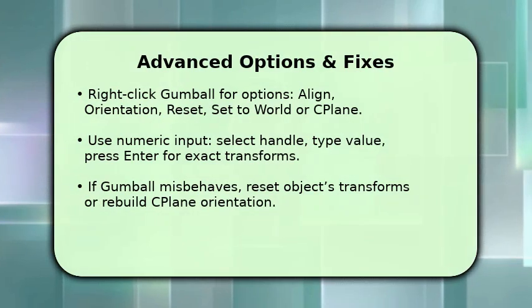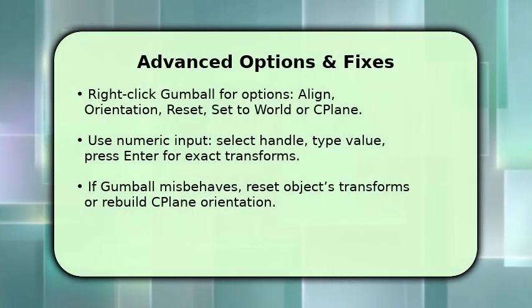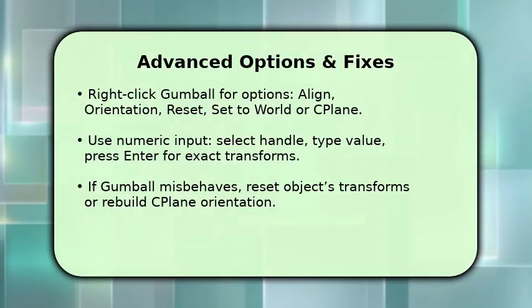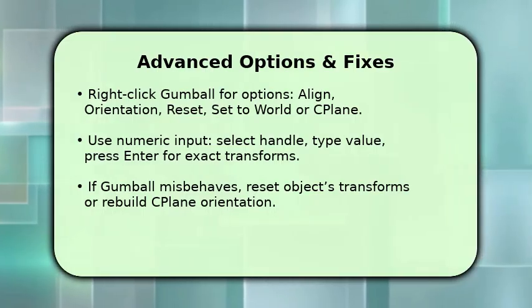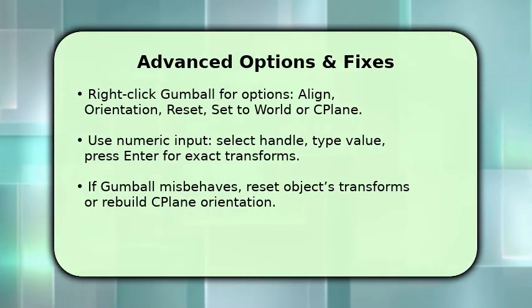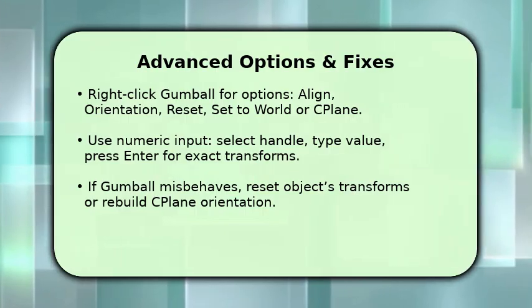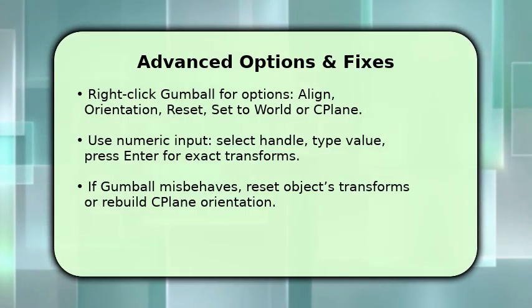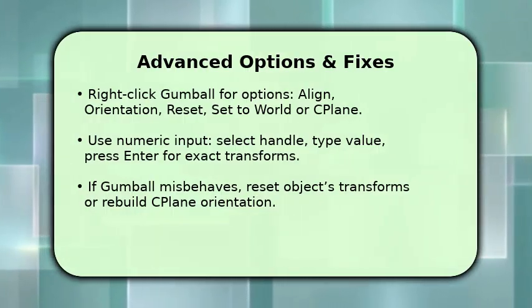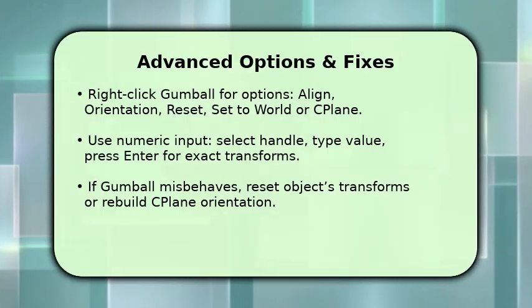To finish up, explore the Gumball right-click menu for Align, Orientation, Reset, and setting the gizmo to World or C-plane. These change how transforms are interpreted. For exact adjustments, select a handle and type a numeric value, then press Enter. This gives repeatable precision.